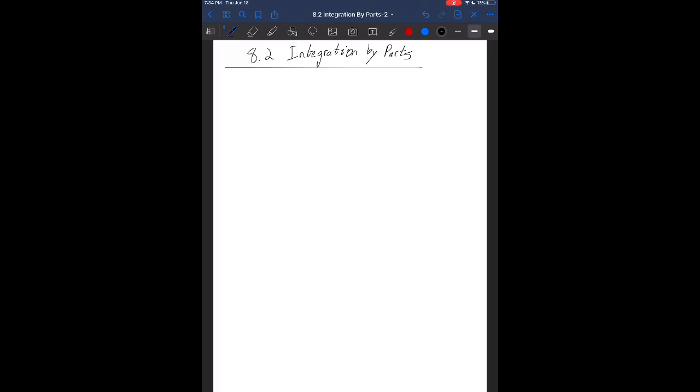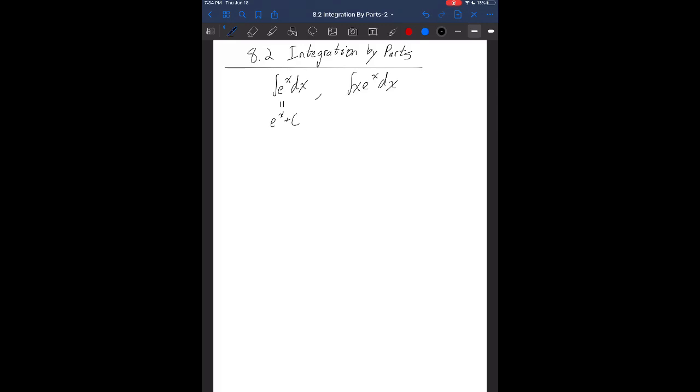As a nice motivating example for this, let's think about two different possible integrals we might want to be solving. The first one is the integral of e to the x dx, and the second one is the integral of x e to the x dx. Okay. So this first integral is relatively easy, right? We know that this is going to be e to the x plus c.